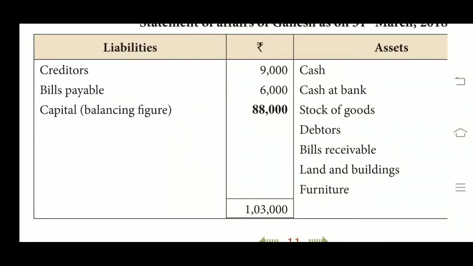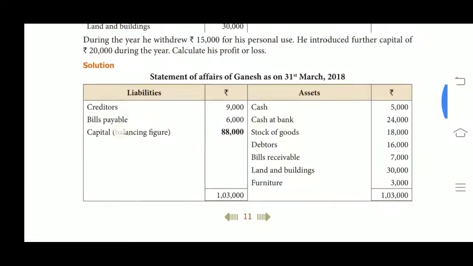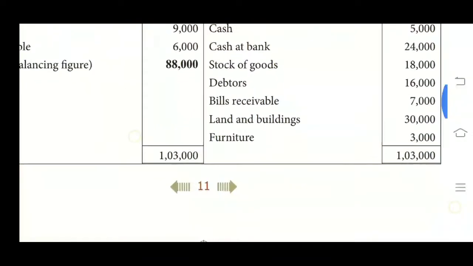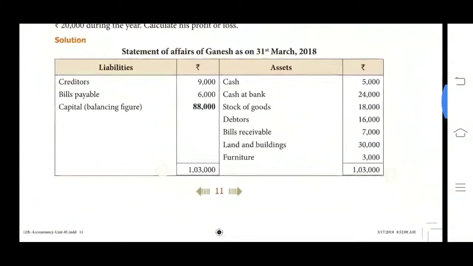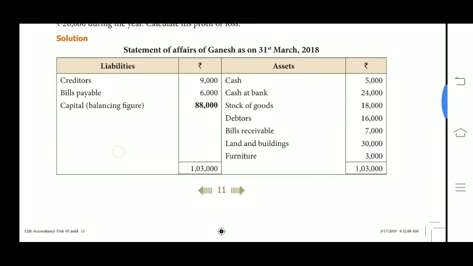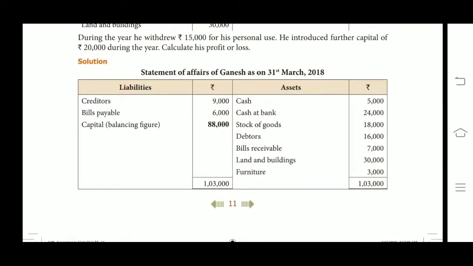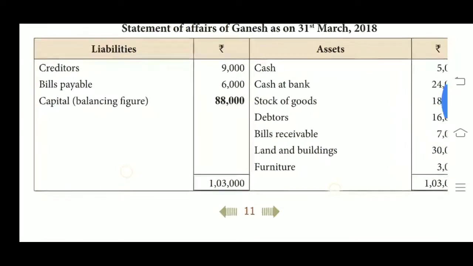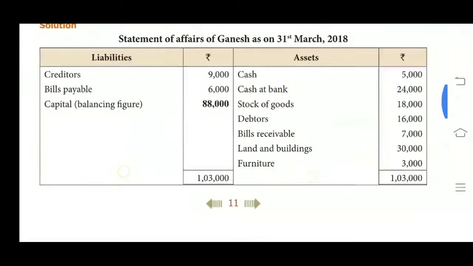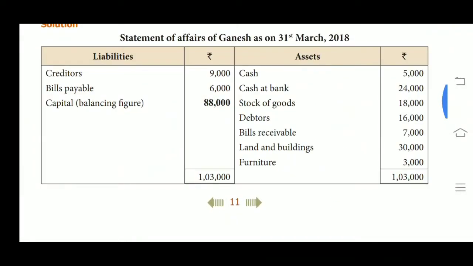First you have to total the asset side value. The asset side total value is 1,03,000. The same value will be represented for both sides, 1,03,000. Next, the liabilities value is deducted from the assets value. Asset side 1,03,000 and liability side 15,000 only. So when we deduct 15,000 from 1,03,000, we get 88,000. So this value is known as capital.